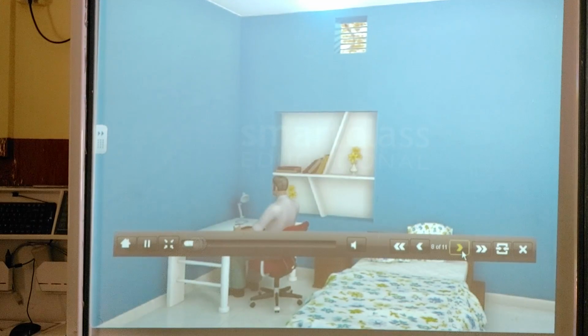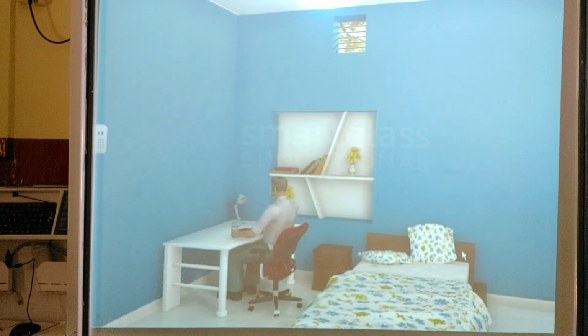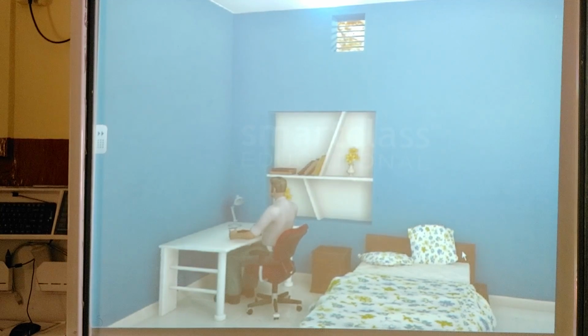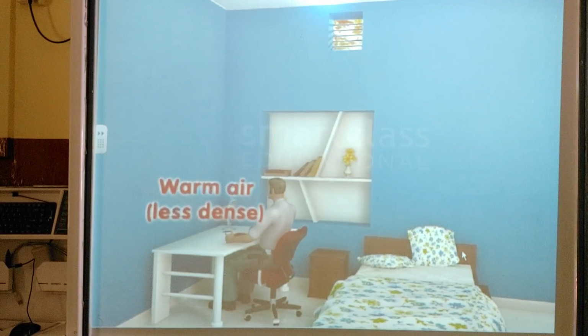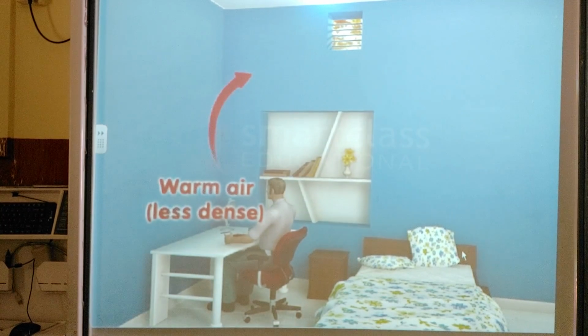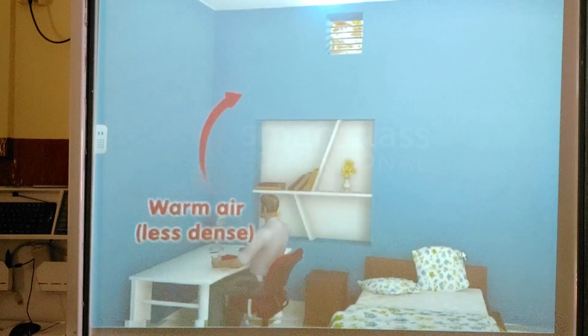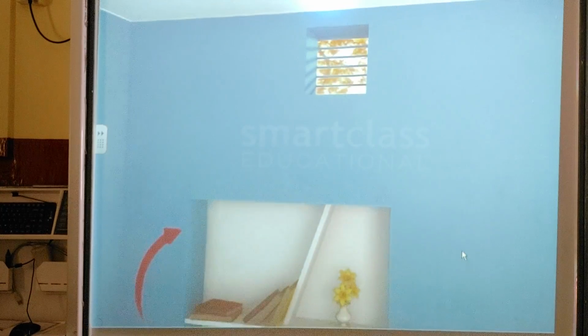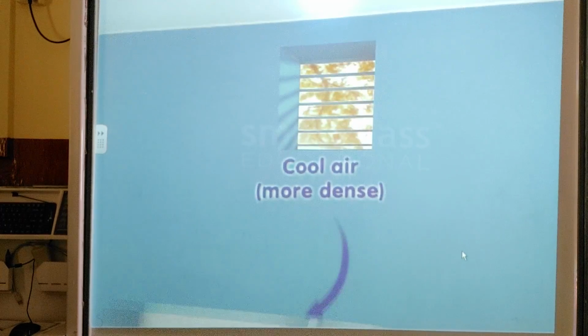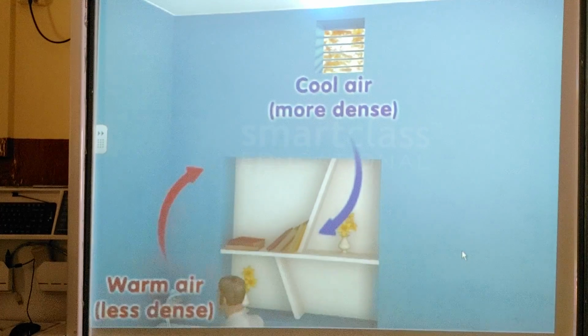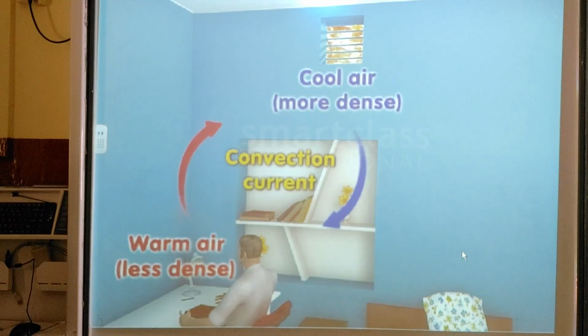Fresh air is essential for good health, and thus a room is provided with ventilators near the ceiling. The air that we breathe out, being warmer, rises up and moves out through the ventilator. The cool, fresh air from outside enters the room through the ventilator to take its place, thus setting up a convection current.